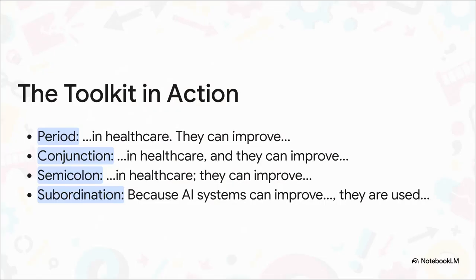See, this is where you really get to feel your power as a writer. Look at all these options. You can separate them with a period for a direct, punchy statement. You can connect them with and to show it's an additional thought. Use a semicolon to link the closely related ideas. Or use because to show a clear reason why. Every single choice is grammatically correct. They just subtly change the feel and the emphasis.